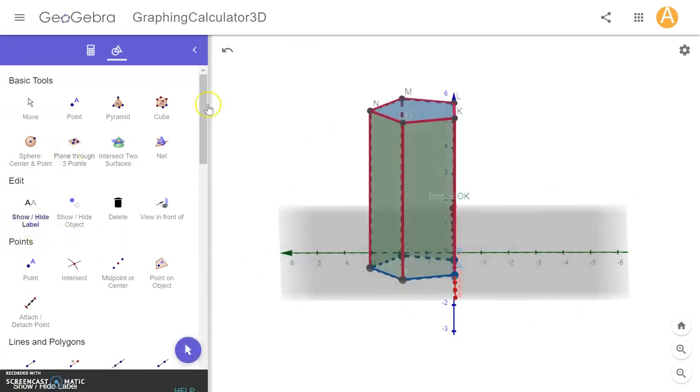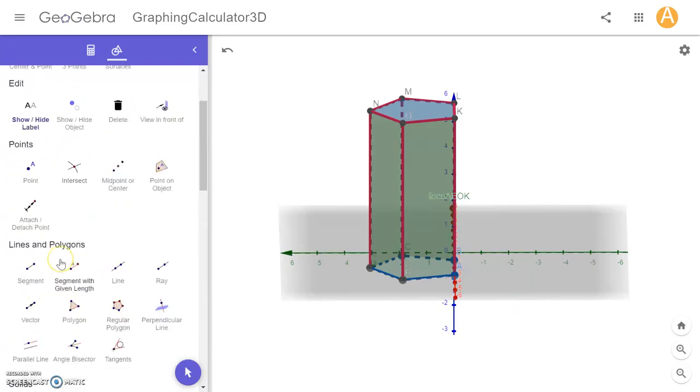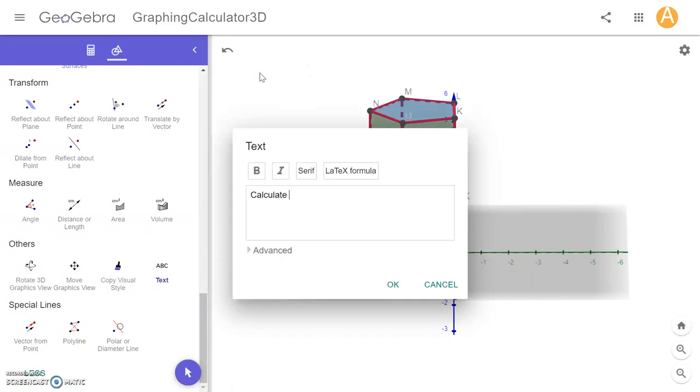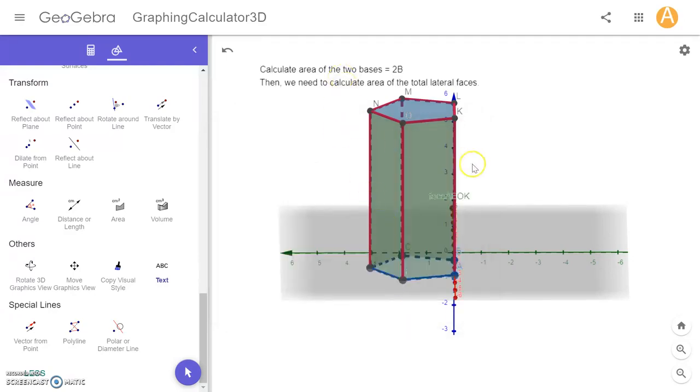Obviously, we're going to have to calculate the area of the two bases, and that's going to be 2B. But then we need to calculate the area of the total lateral faces. The total lateral faces, though, are just going to make one giant rectangle.